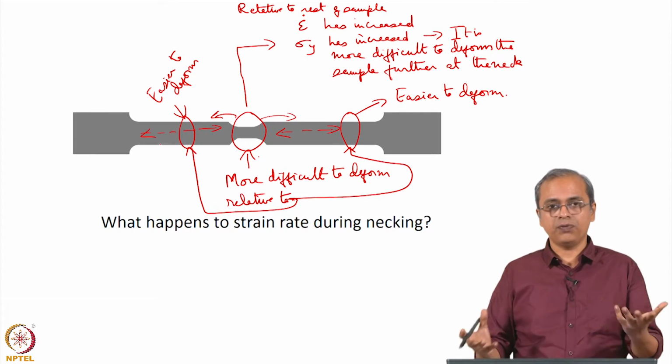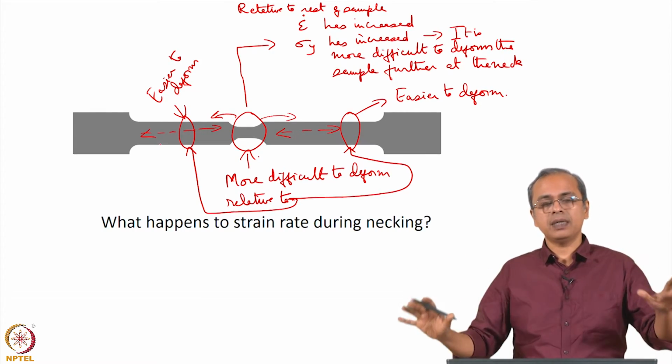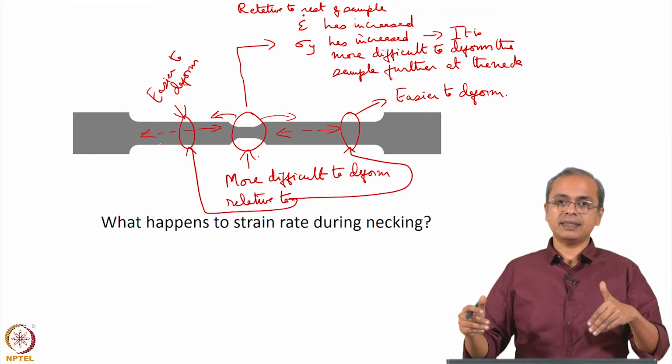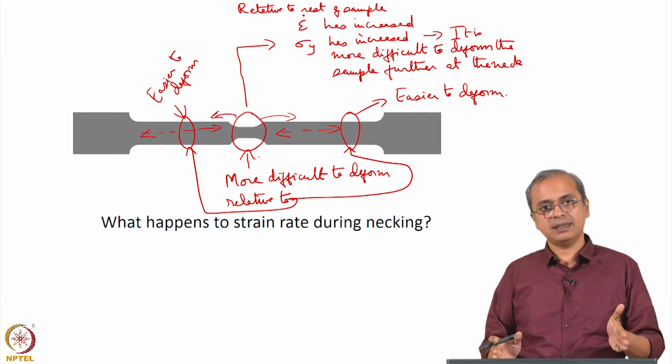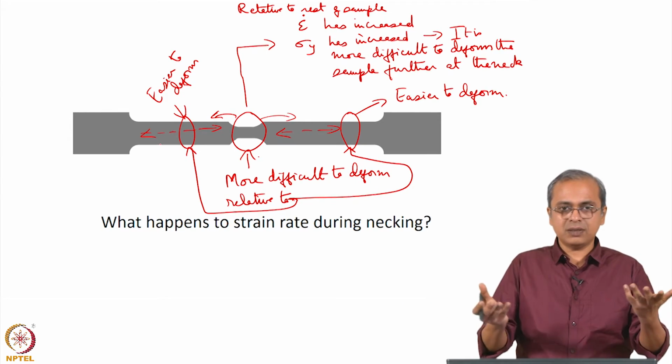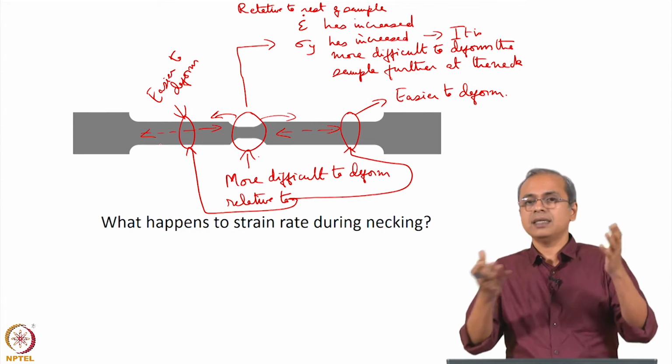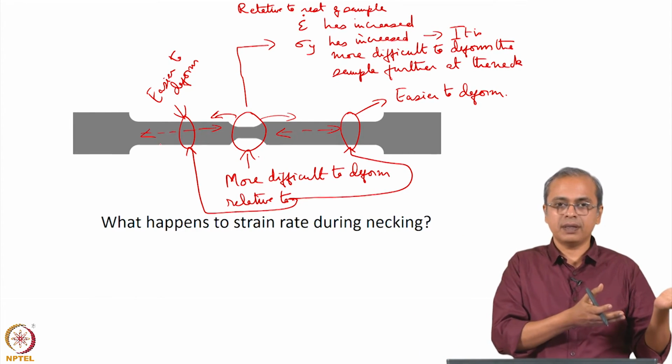Okay, so it is the opposite of what you would normally expect. Preferentially now deformation is happening in regions where necking has not happened, because there the strain rate is less and therefore the yield stress is less. So wherever the yield stress is less, the sample is stressed to the same degree, and the material is going to deform more easily.